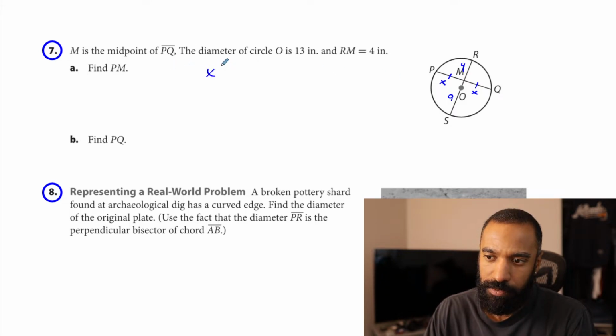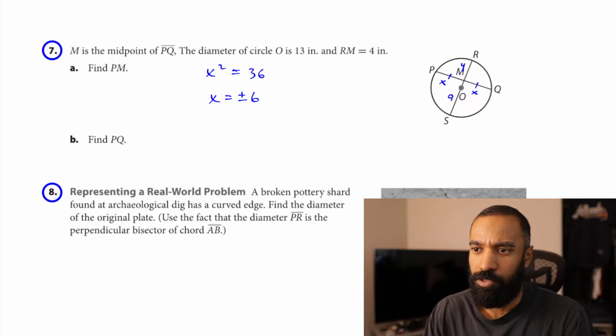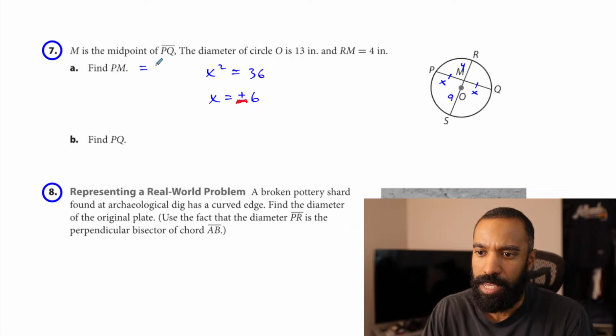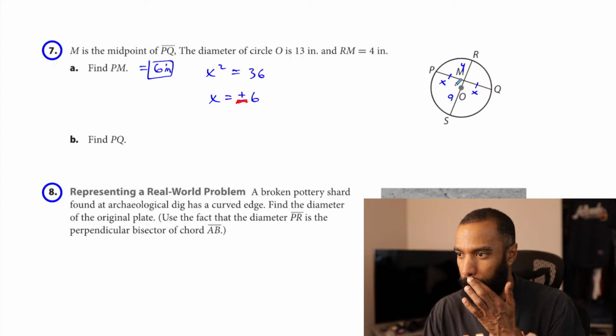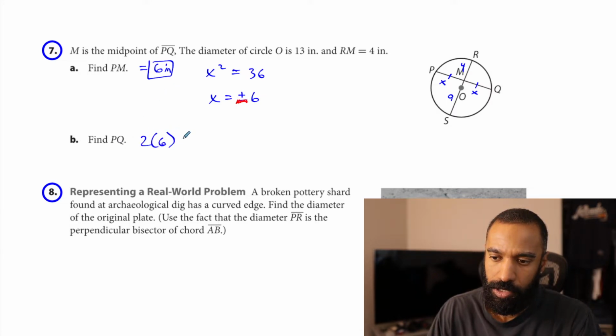X times x gives us x squared equals 4 times 9 gives us 36. Take the square root of both sides. You get x is plus or minus 6. The negative won't really apply to this one here. We're really looking at just the positive 6 only. So if x is 6, so is the length of PM. PM is 6 inches right there. PQ is double that. It's an x plus x scenario. 6 plus 6, 2 times 6, that's 12 inches right there.